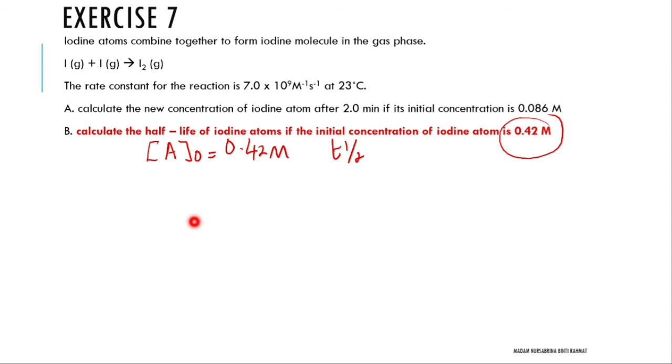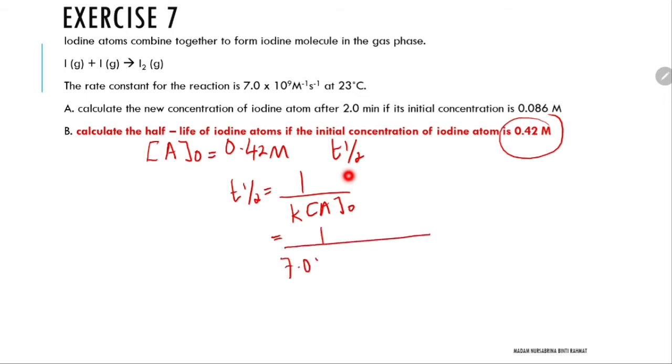For a second order reaction, our half-life formula is 1 over k[A]0. Your k given here is 7.0 times 10 to the power of 9 per molar per second, and the original concentration given to you for this question is 0.42 molar. Always include units in your calculation so you won't get confused.